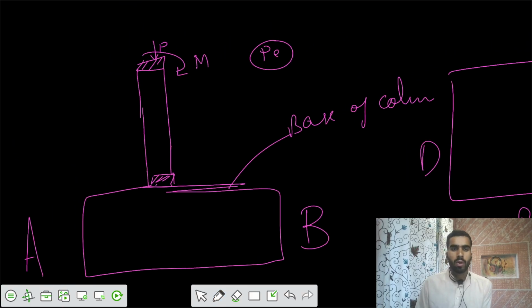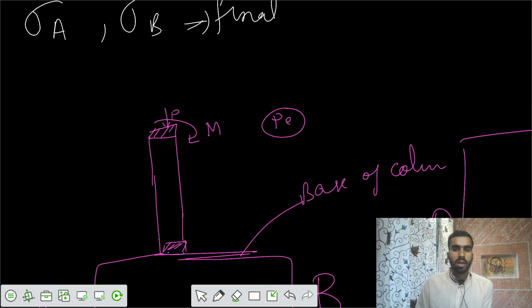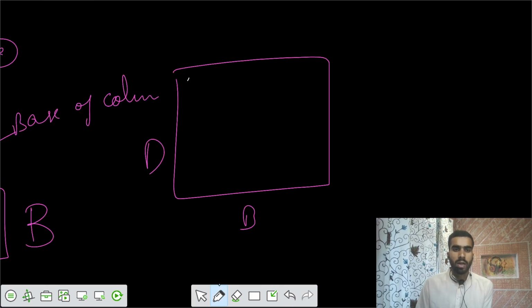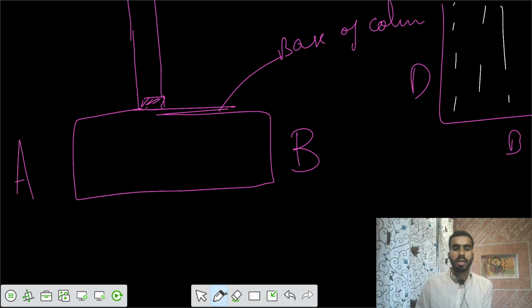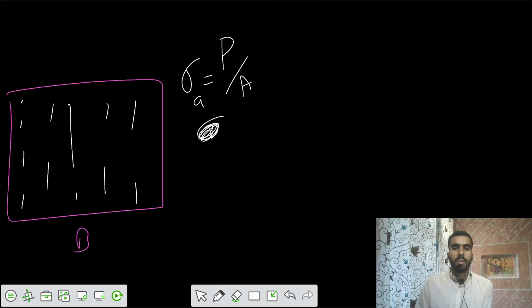I would say because of the P, on this entire cross section of the base, we have uniform stress P by A. That is axial. So stresses at A and B would be the same because of that axial stress. Because of that axial force P, there would be a uniform stress of minus P by A, where A is the area of cross section.